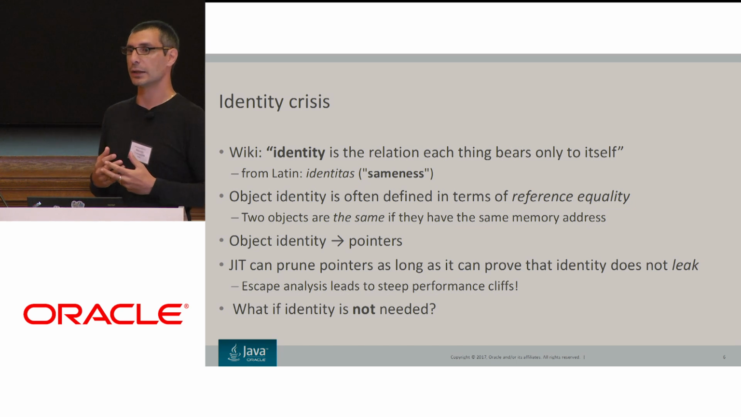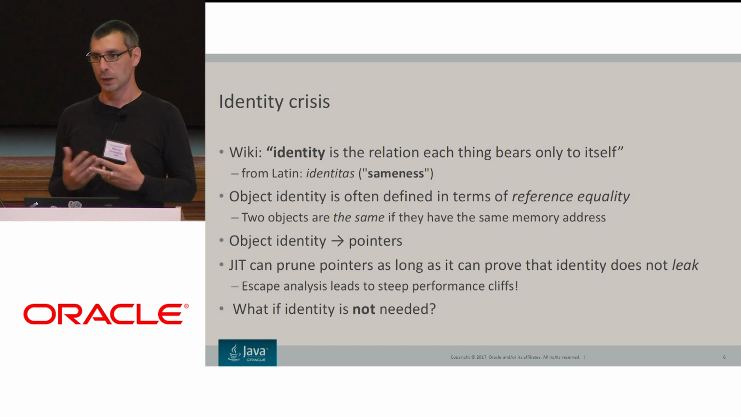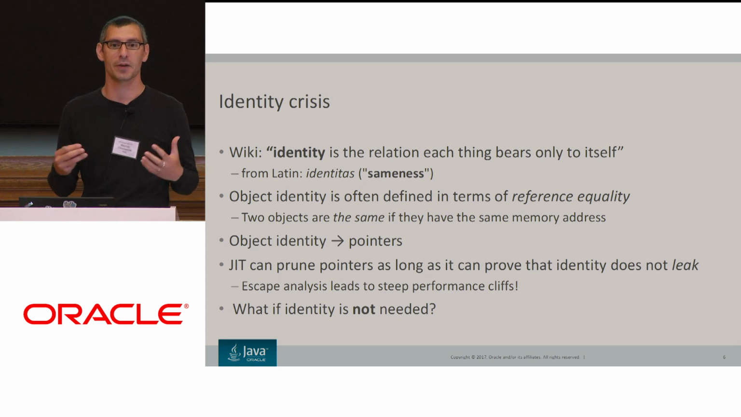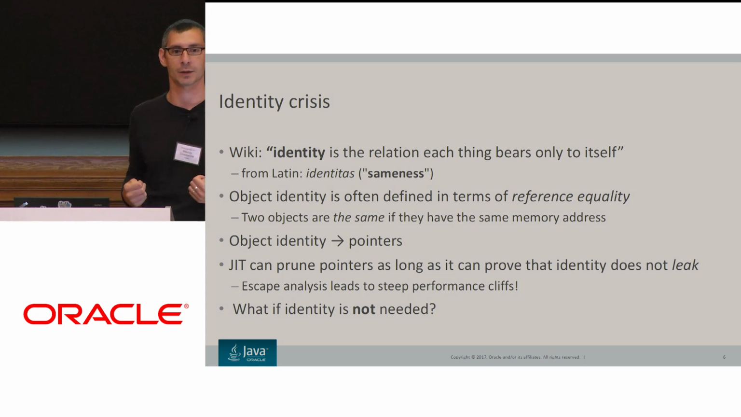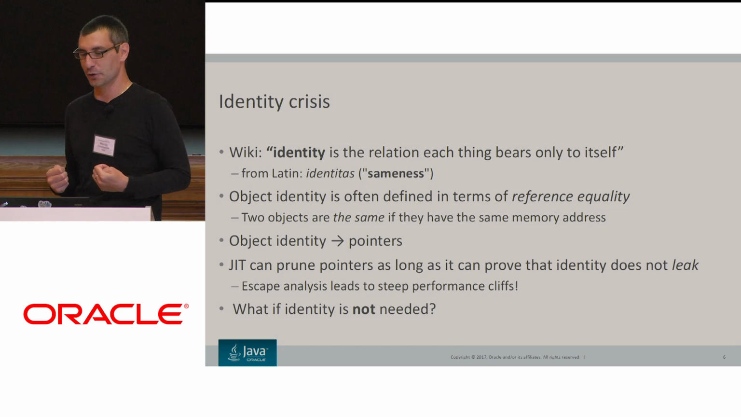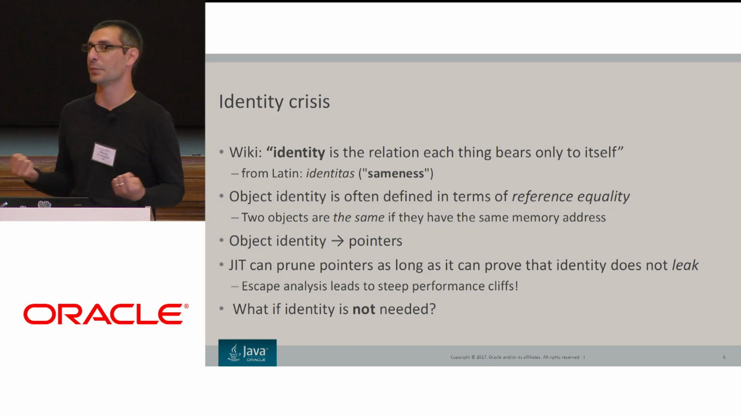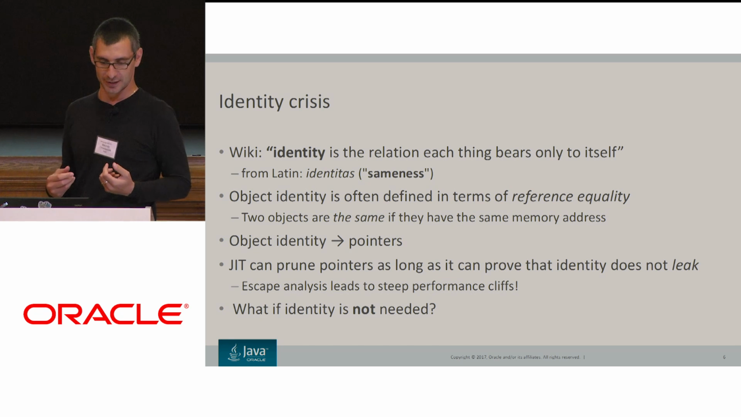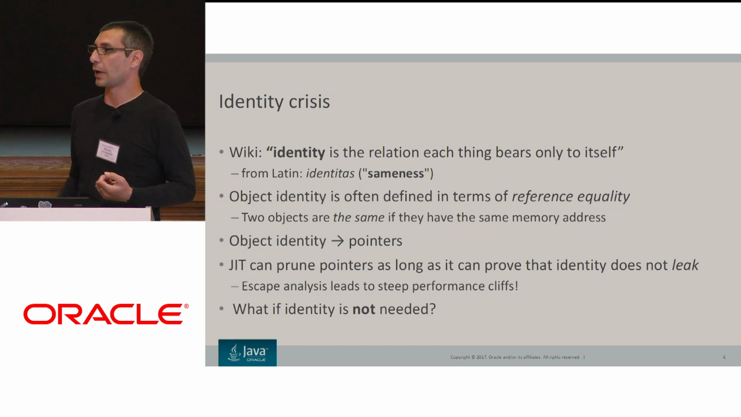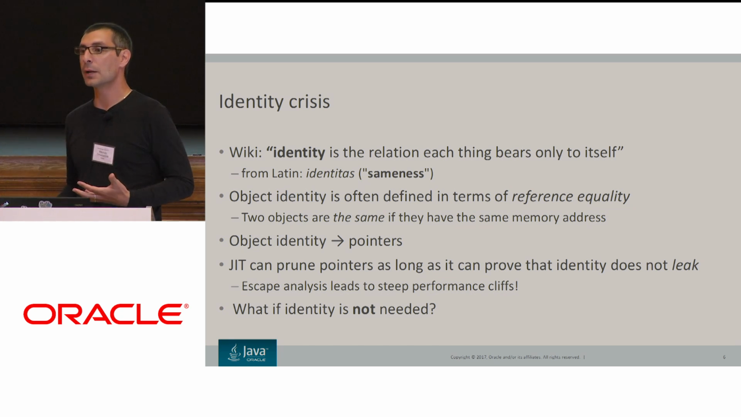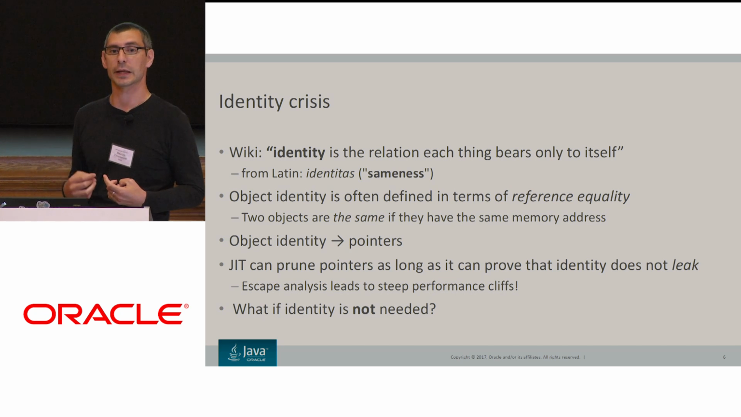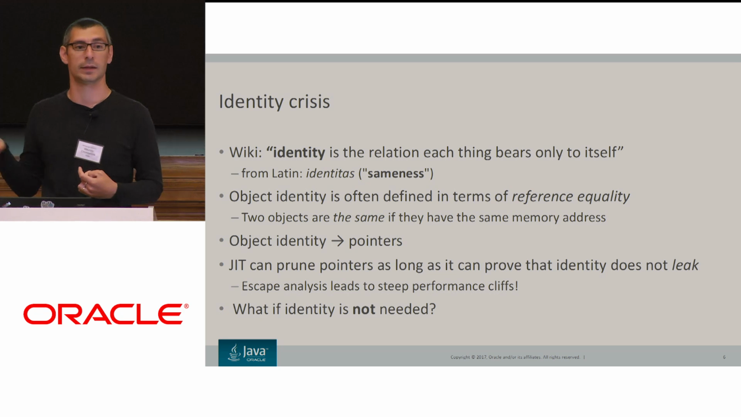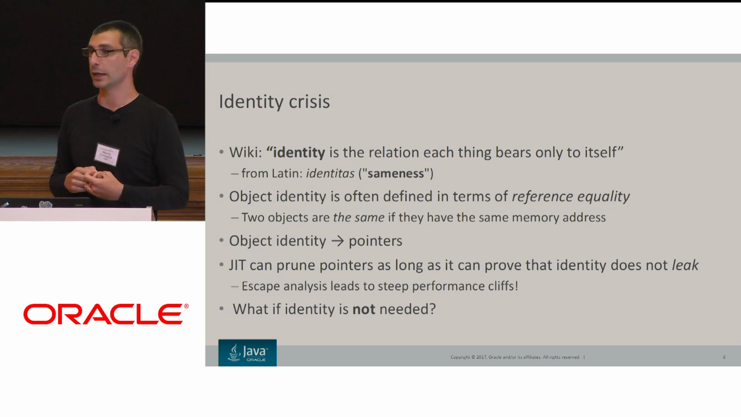How is object identity implemented in a VM? Well, using memory addresses, which means two objects are the same if they are stored in the same memory spot. And since we are using addresses to encode identity, that means that we are basically back to pointers and indirections. Of course, the just-in-time compiler can sometimes help us. It can remove the indirection, it can remove the heap allocation, but only if it can prove that we are not using identity outside the inlining context we are in.